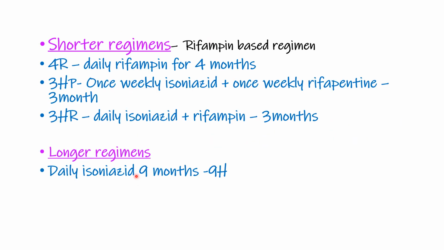So how do we treat? There are shorter regimens and there are longer regimens. The most preferred regimens are rifampin-based regimens, and we have the following. This is 4 months, this is 3 months, and this is 3 months. The 4 months is daily rifampin for 4 months, and the 3 months is once weekly isoniazid plus once weekly rifapentine for 3 months, and then 3 months also daily: you give daily isoniazid plus rifampin for 3 months. So you just choose one.